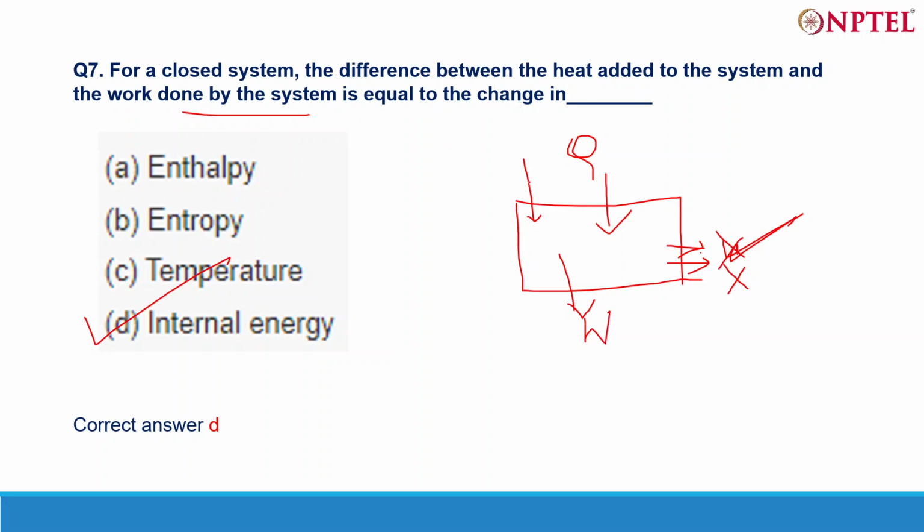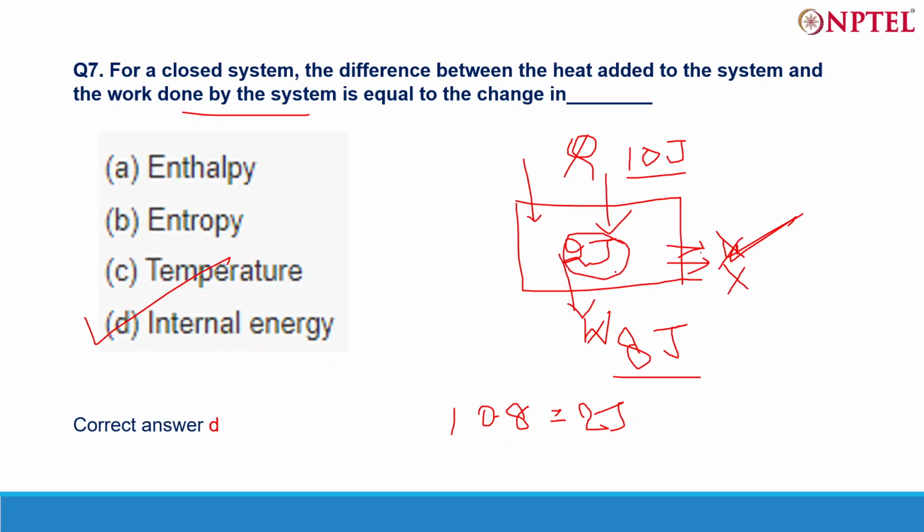Let me tell you in simple words. I have given 10 joules of energy to this system, and this system has actually performed 8 joules of work. So what is the difference? 10 minus 8 equals 2 joules. There must be 2 joules somewhere, because as per the conservation of energy, energy cannot vanish. It has taken 10 joules and given work of 8 joules, so there must be 2 joules in between. This 2 joules increases the internal energy of the system. It stores the energy.